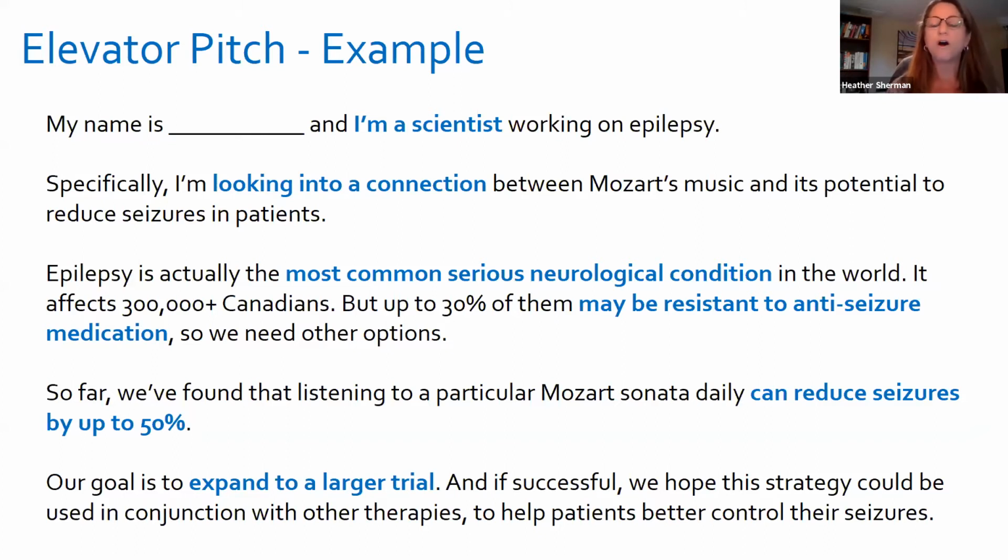Epilepsy is actually the most common serious neurological condition in the world. It affects 300,000 Canadians, but up to 30% of them might be resistant to anti-seizure medication, so we need other options. So far, we found that listening to a particular Mozart sonata daily can reduce seizures by up to 50%. Our goal is to expand to a larger trial, and if we're successful, we hope the strategy could be used in conjunction with other therapies to help patients better control their seizures.